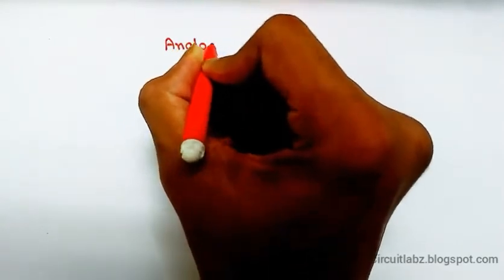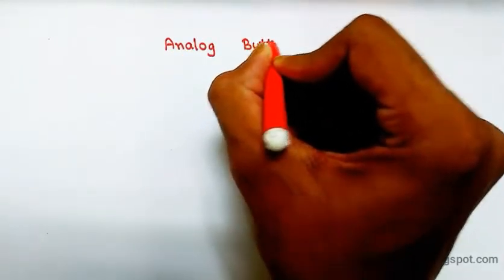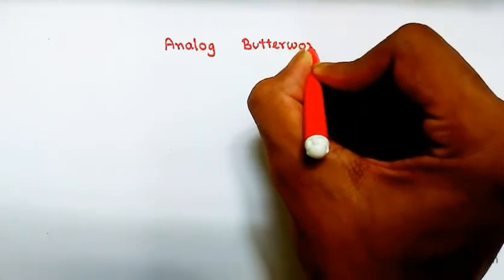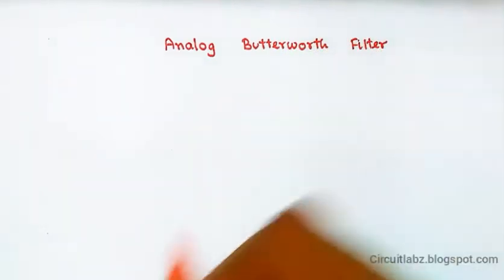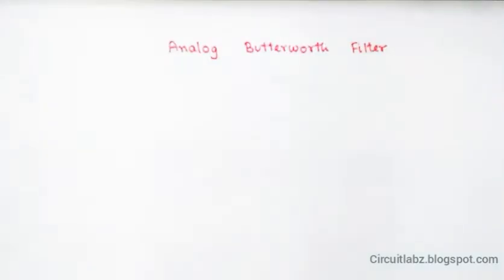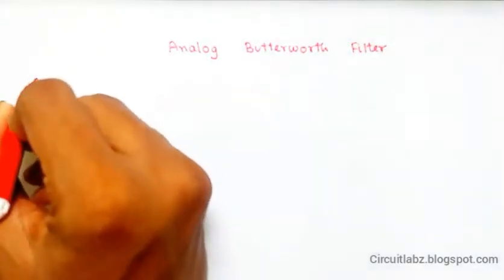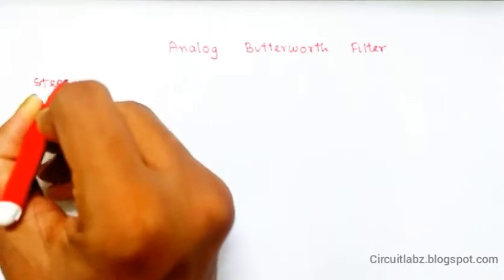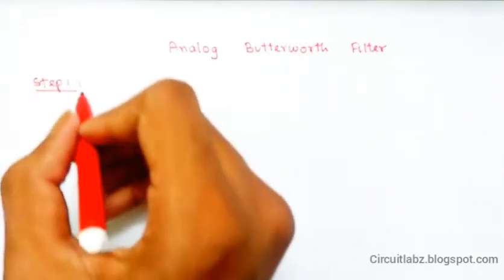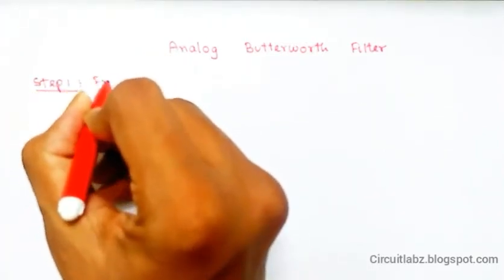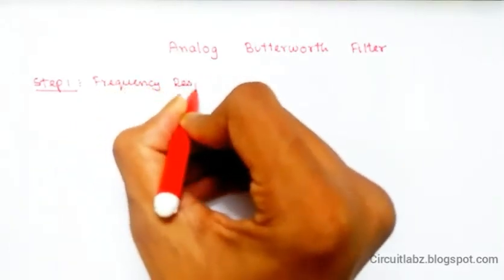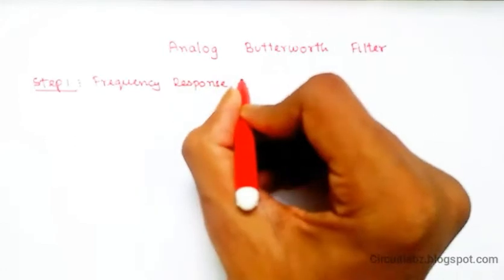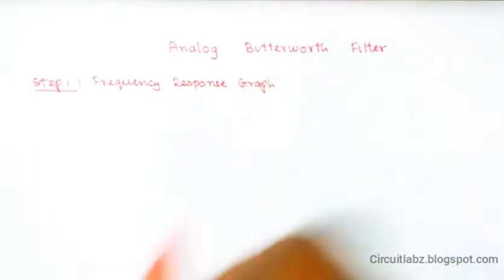In this video, we are going to see about analog Butterworth filter. We can design an analog Butterworth filter using a 7-step procedure. So step 1, draw the frequency response from the given specifications.